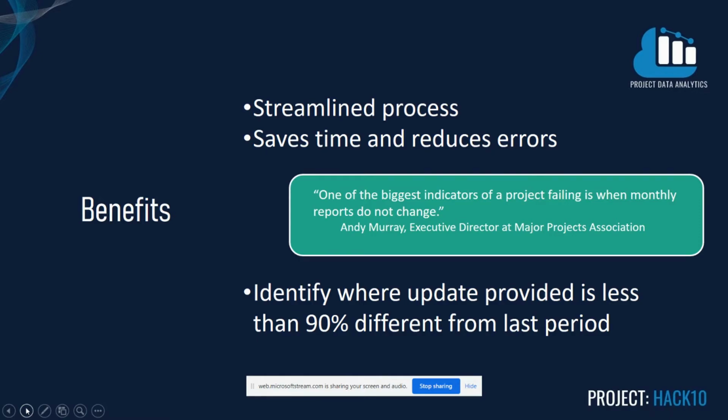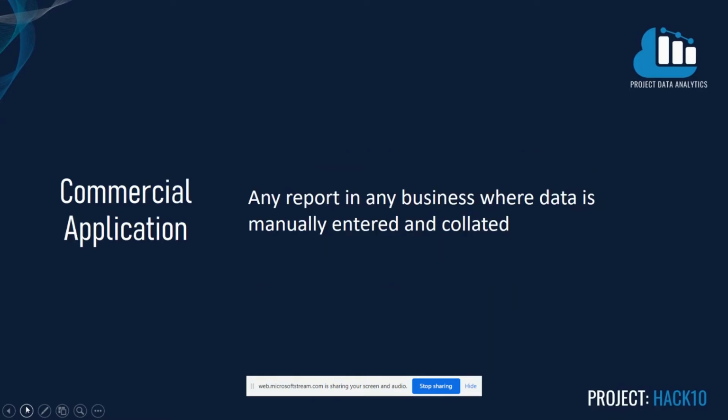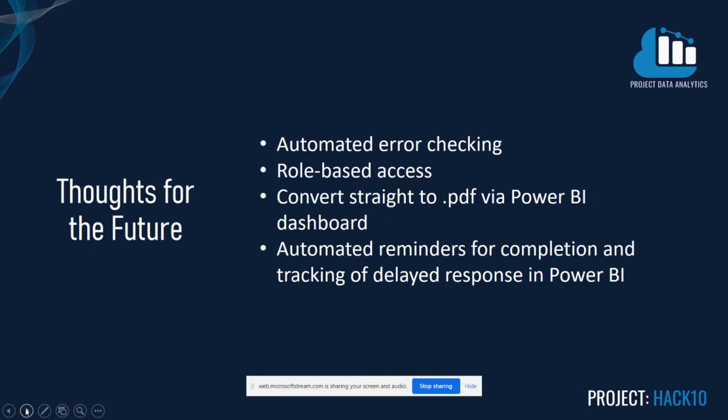So we found the benefit of the solution is that we've now streamlined the process, which saves time and reduces errors. We can also identify where the update provided is less than 90% different from last period, so we can see if there has been a change made. The commercial application would be any report in a business function where the data is currently being manually entered and collated. We can now automate that.